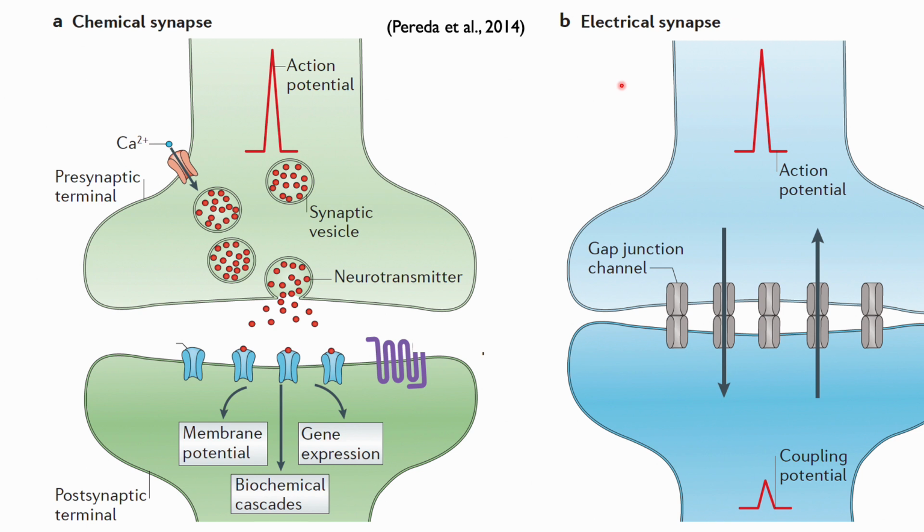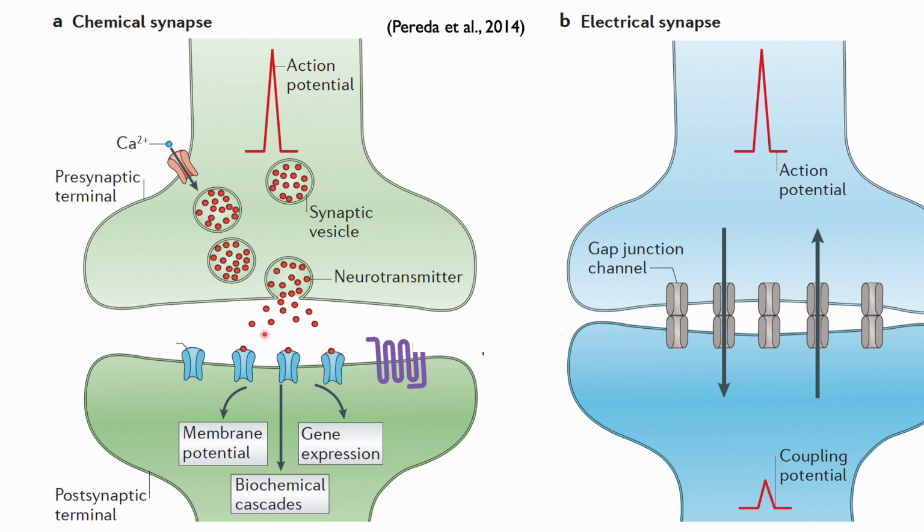Here's a quick refresher. Action potentials propagate down the axon of the presynaptic neuron, and when an action potential reaches the synapse, it's going to open voltage-gated calcium channels. When calcium comes into the presynaptic neuron, this initiates the release of neurotransmitters from synaptic vesicles.